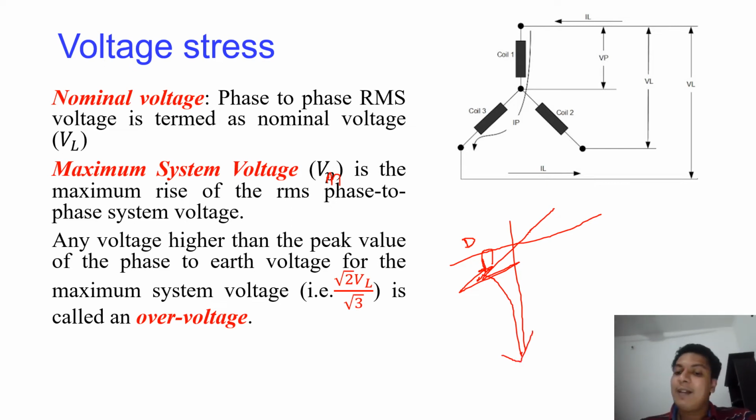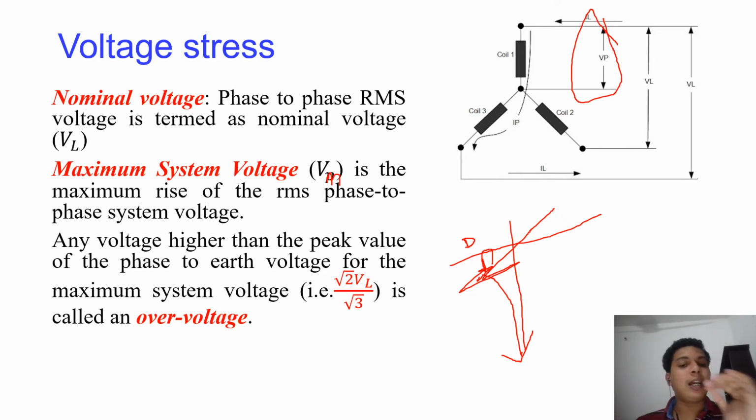Always along an insulator, or along any equipment, whether it is a lightning arrestor or any other equipment, the phase to neutral voltage will come along its terminals. So your insulation has to withstand not the phase to phase voltage or line voltage, but the phase to neutral voltage. Understood? The VP, phase to neutral voltage, is what usually comes across the insulator.